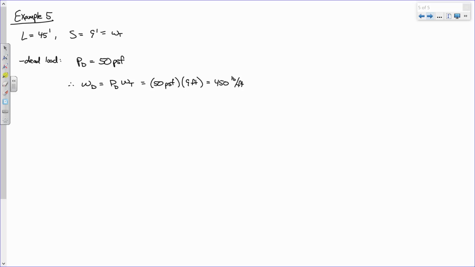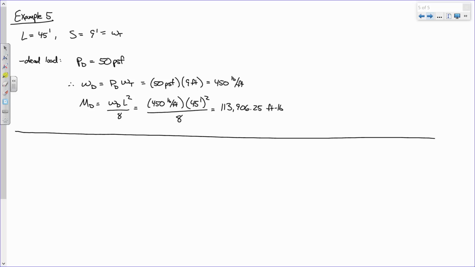So if I have a distributed dead load, I can compute the dead load moment by taking the dead load and multiplying it by L squared over 8. That's 450 pounds per foot times 45 feet squared divided by 8. I'm going to need some help on that. 113,906.25. And what are the units? Not pounds per foot, but pounds times feet, or foot-pounds, because of the feet squared. Foot-pounds.